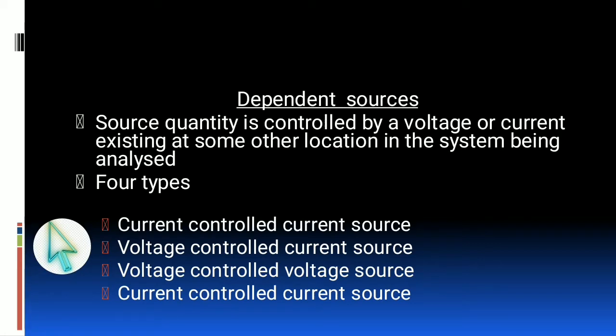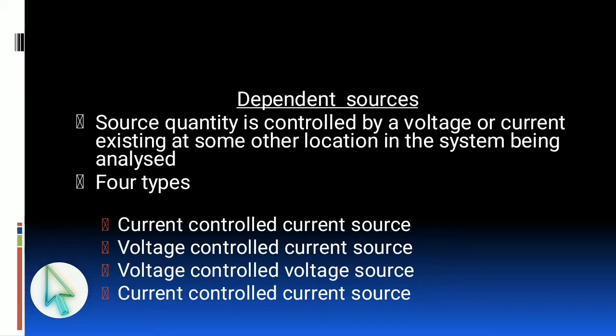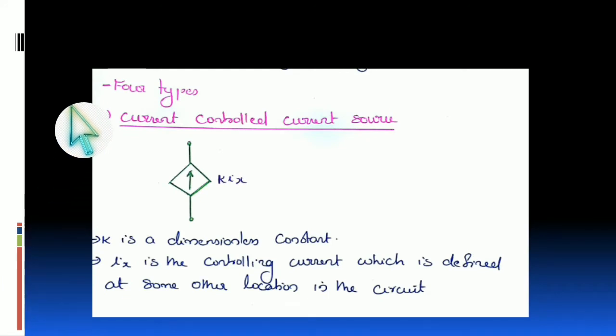We have four types of dependent sources. They are current controlled current source, voltage controlled current source, voltage controlled voltage source, and current controlled voltage source. Let us understand these four types one by one. First one, current controlled current source.